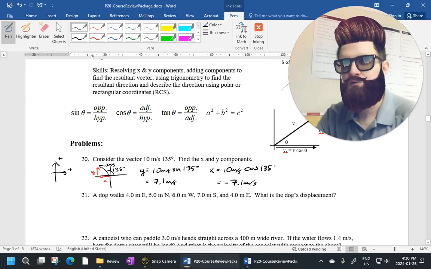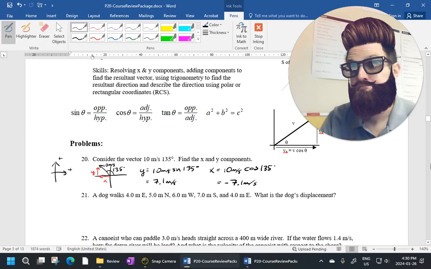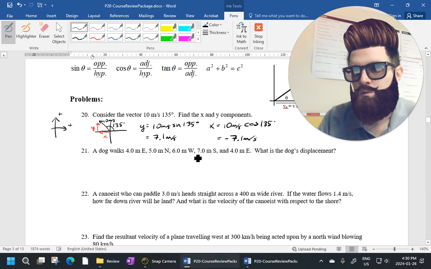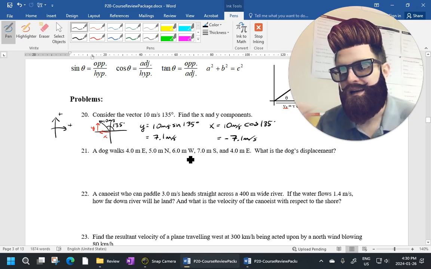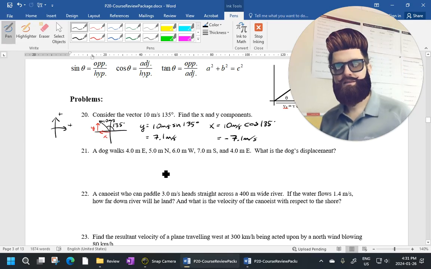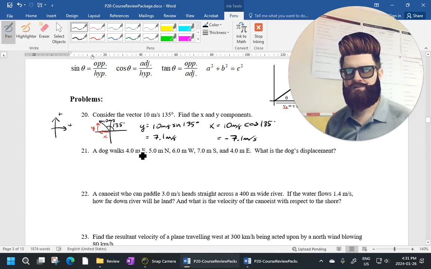These happen to be the same because the reference angle is 45 degrees. Cool. All right, so a dog, done a bunch of walking around. What is his overall displacement? Here, you're going to be adding all those x's and y's together. All right, so you got all these vectors, right?